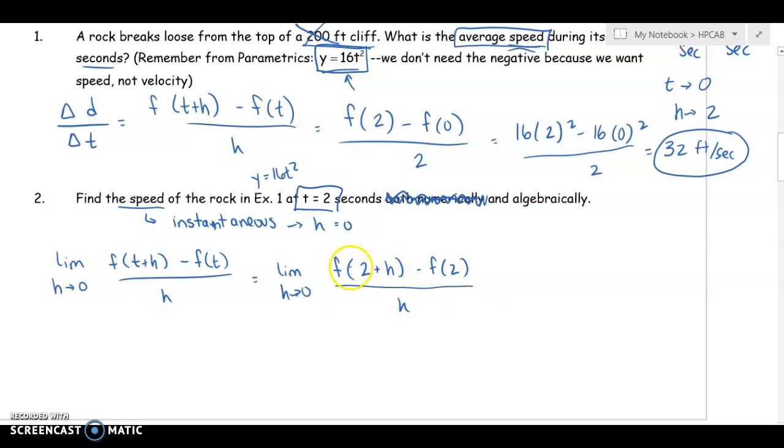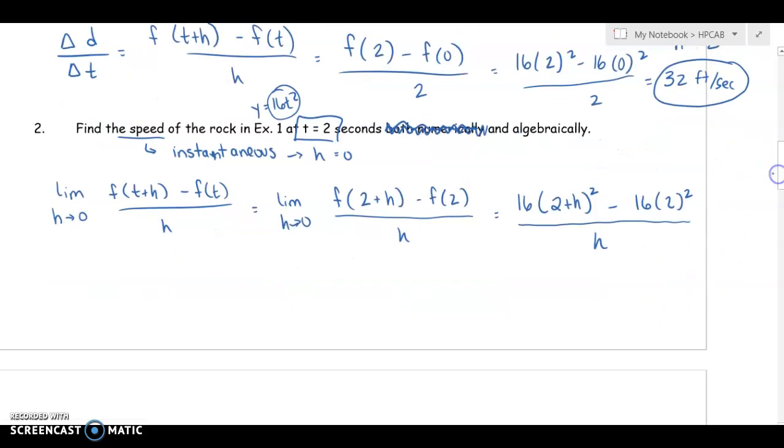And what we're going to do is f of 2 plus h, we're going to take the 2 plus h and plug it into our function. So instead of 16 times t squared, we're going to have 16 times 2 plus h squared. And then we have minus f of 2. So instead of t, we're going to put a 2. So it'll be minus 16 times 2 squared all over h. All right, and what we're going to do is simplify this a little bit.